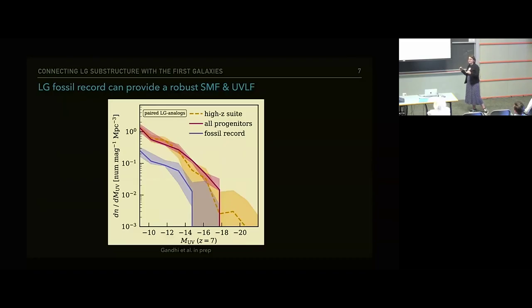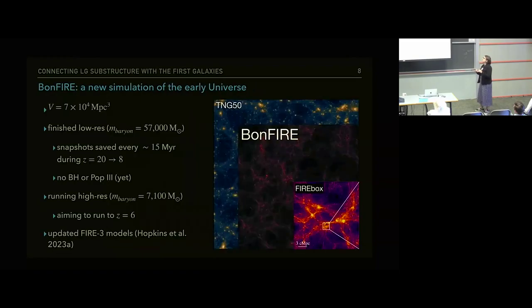Now the question is, is that UV luminosity function representative of the global UV luminosity function, right? Because that's what we're interested in, what reionizes the universe in general, not necessarily just the Local Group. And this is where my work is coming in. This is all very preliminary, from the past few days, basically. But I have this large volume run with FIRE-3 models. I'm calling this simulation Bonfire. And you can see this is a little bit over half the volume of TNG50.